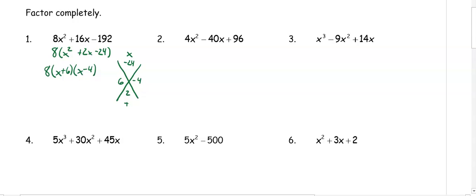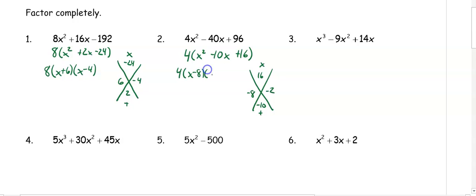In number 2, we don't have an x squared. We have a 4x squared. So again, we need to GCF. So we're going to take a 4 out, and we're left with x squared minus 10x plus 16. So again, we need two numbers that multiply to 16 and add to negative 10. In this case, they both need to be negative. So we'd have negative 8 and negative 2. So 4 times x minus 8 times x minus 2.